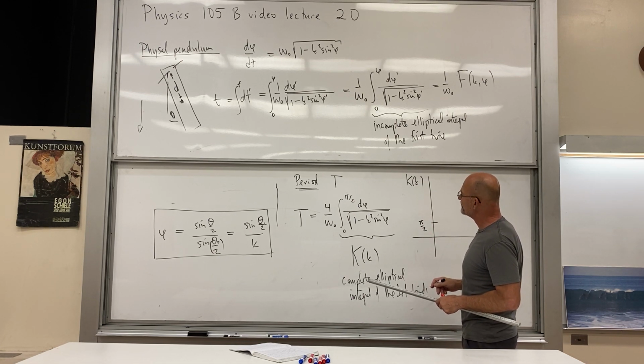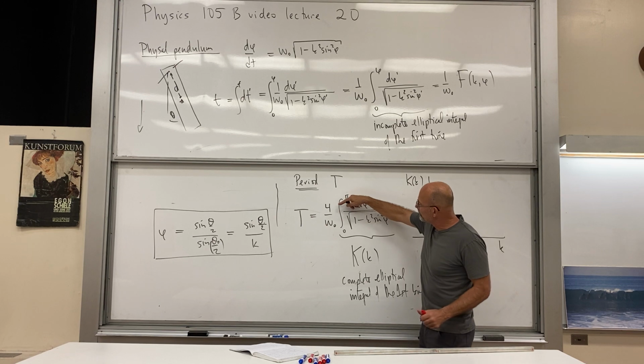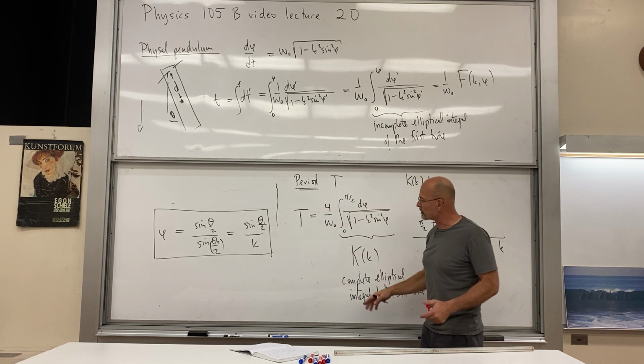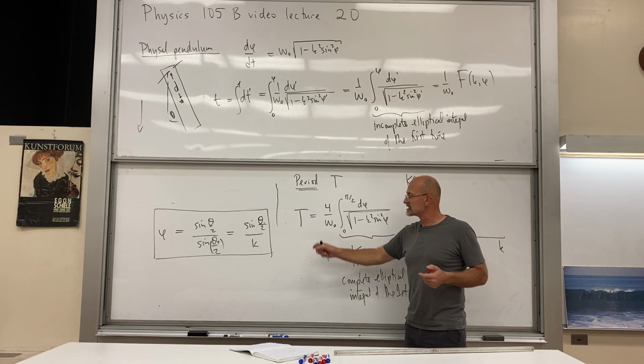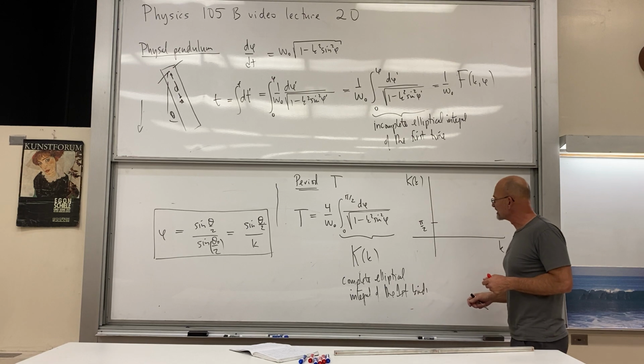Furthermore, when you take that pi over 2 and multiply by 4 over omega naught, you get 2 pi over omega naught, which is, of course, the small oscillations period, right? Small amplitude period, so we're in good shape right there.